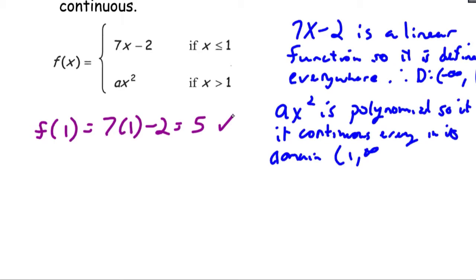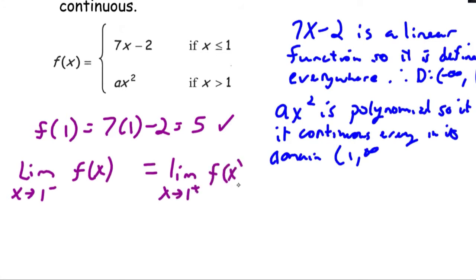In a piecewise function, how do I know the limit exists? When the limit from the left equals the limit from the right. So let's talk about the limit as x approaches 1 from the left. For this to be continuous, that must equal the limit as x approaches 1 from the right. That's going to make the limit exist, and we want to make this continuous. So for the limit from the left, which equation should I use, top or bottom? Top. Okay, so that's 7x minus 2. And for the limit from the right, which equation? The bottom. So that's going to be ax squared.